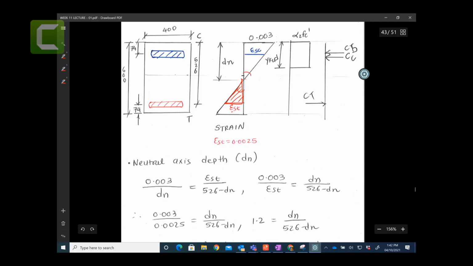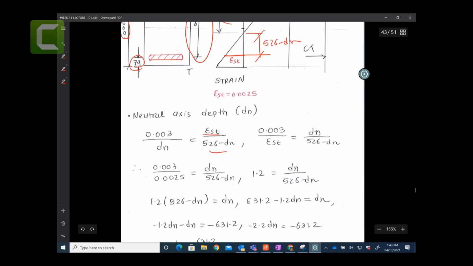The angle here and the angle here are the same. So in that case, we can take the ratio that this second triangle would be EST, the horizontal distance like here, divided by this distance from here to here. So I know this is 526 because it's given in our example: 600 take away 74 is 526. And 526 take away dn is this distance here.